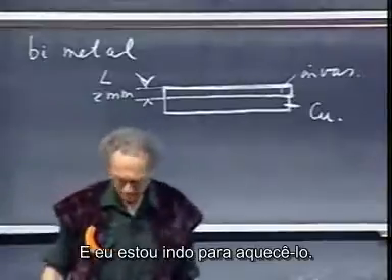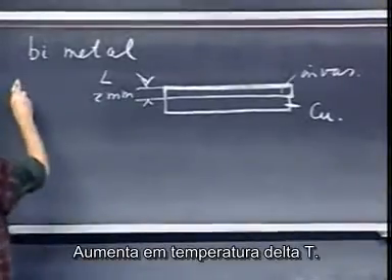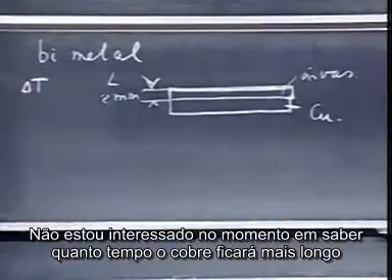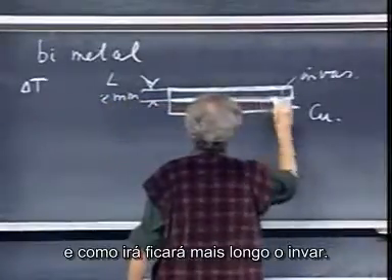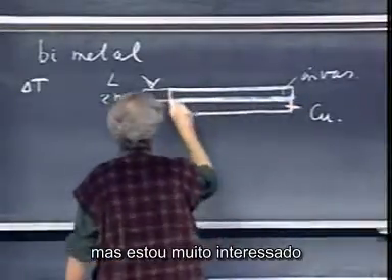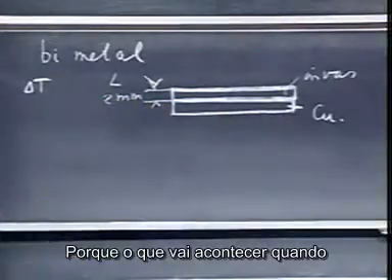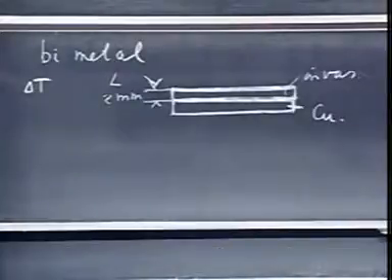And I'm going to heat it. I'm going to heat it, increase in temperature delta T. I'm not interested really in knowing how long the copper gets and how long the invar gets, but I'm very interested in knowing the difference in the length between the two. Because what's going to happen when one gets longer than the other? Something's got to give. What do you think will happen?